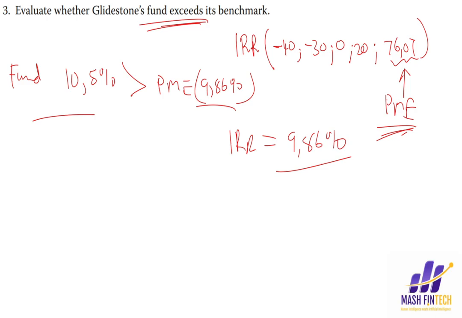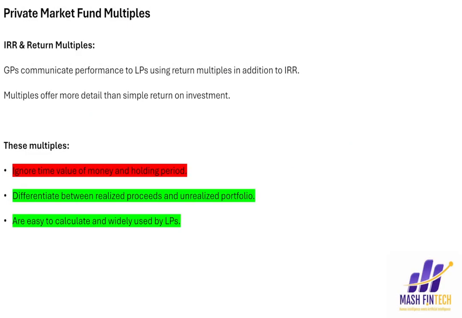Let's wrap this up by looking at some of the other multiples that are used in the private markets. Okay. So we spoke about the internal rate of return. The GPs communicate performance to LPs using return multiples in addition to the internal rate of return. Your general partners are your GPs, which are the managers of the fund. Your LPs are the limited partners, which are the investors into the fund.